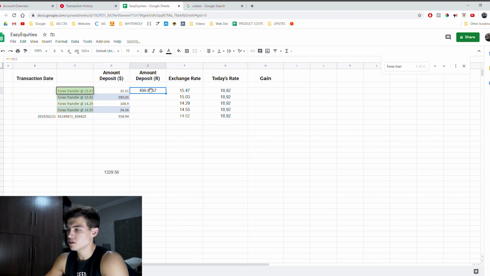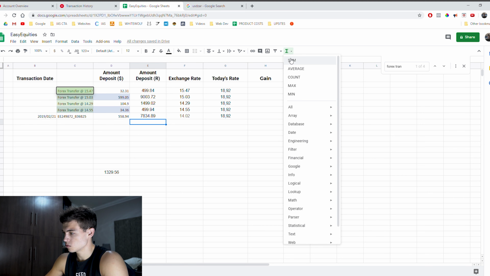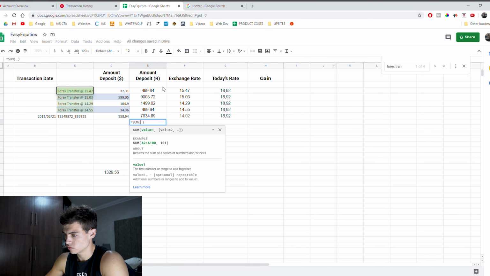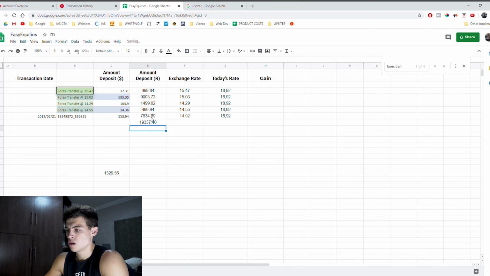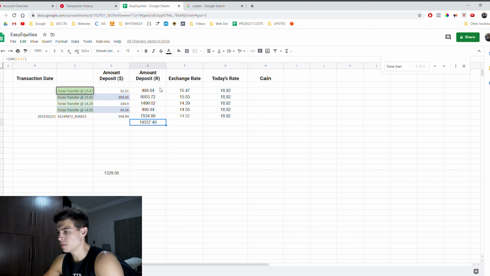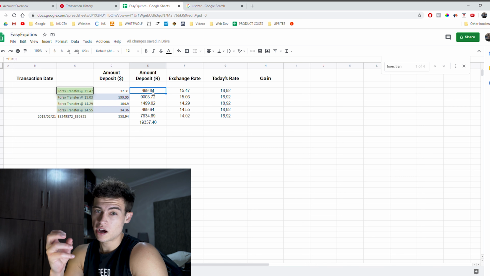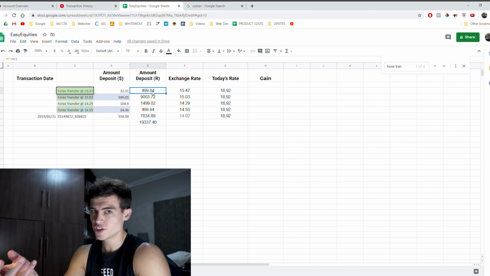Okay. And that's going to give us a Rand value of 500 Rand. I'm just going to round it off to 2 cents. And now just copy that to all these amounts. To make it interesting, we'll get a sum of all these amounts. 19,337 Rand. Okay? So now we're going to work out a gain on foreign exchange.